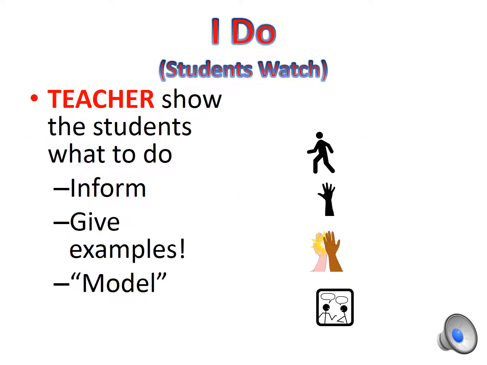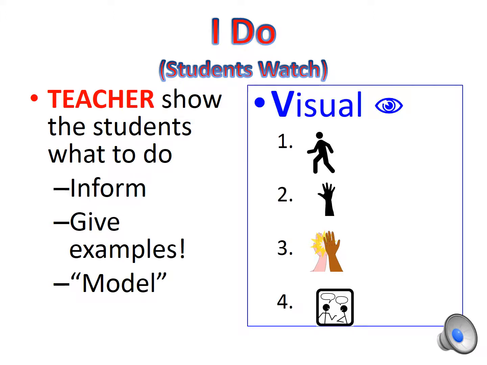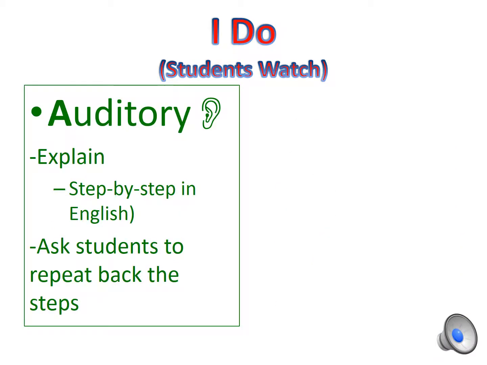Remember, I do is when the teacher shows the students what to do by giving information, examples, or a model. When we did the name card activity, I gave you visual instructions in the form of pictures on the PowerPoint. If you got confused, you could look at the pictures and understand quickly. You could also just draw quick pictures on the board if you don't want to make a PowerPoint. Also, I gave you auditory instructions. To really help the auditory learners, ask them to repeat the instructions back to you after you've given them.